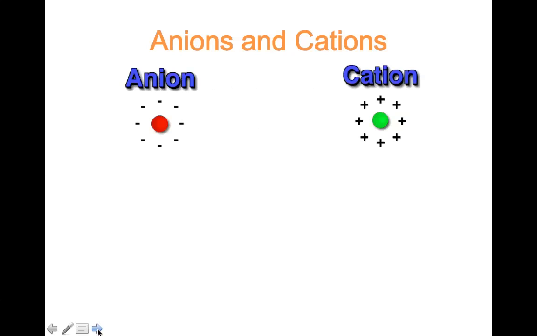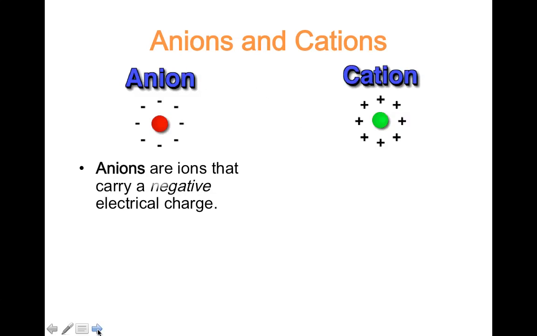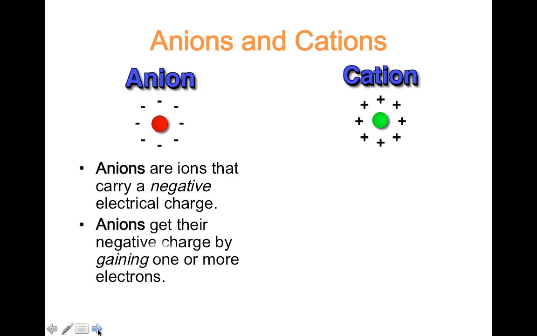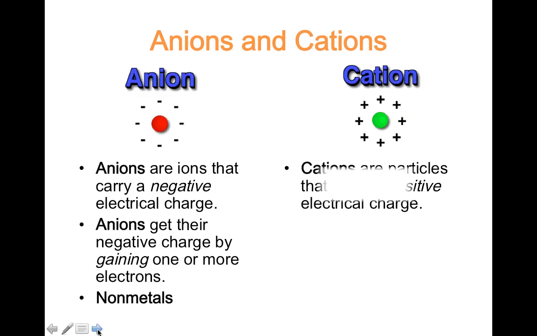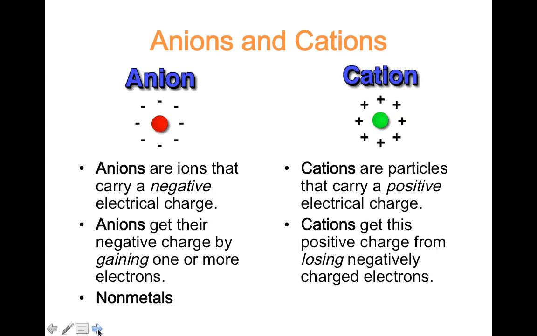There's two types of ions. You have an anion, which is negative, and cations, which are positive. Anions are ions that carry a negative charge because they have one or more electrons than they do protons, and they're usually nonmetals. Cations are particles that carry a positive electrical charge because they have lost electrons, and these are typically metals.